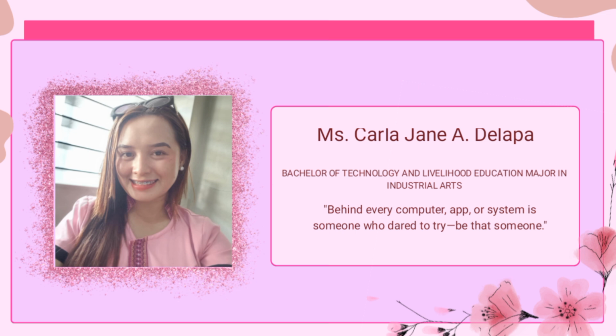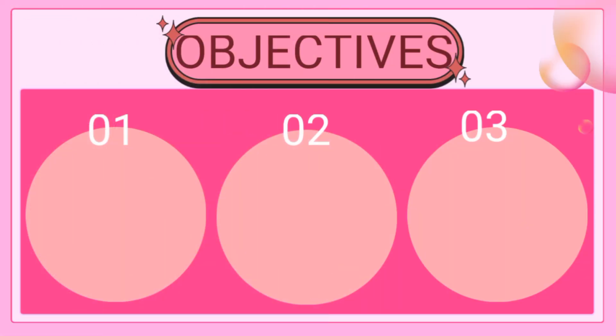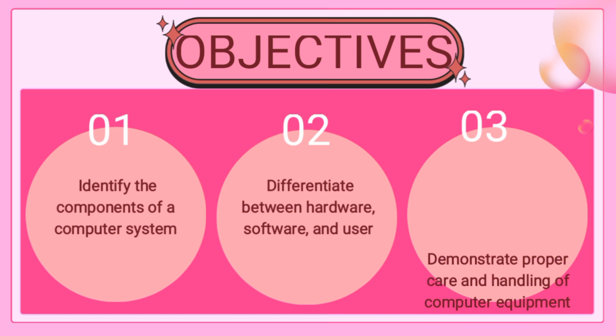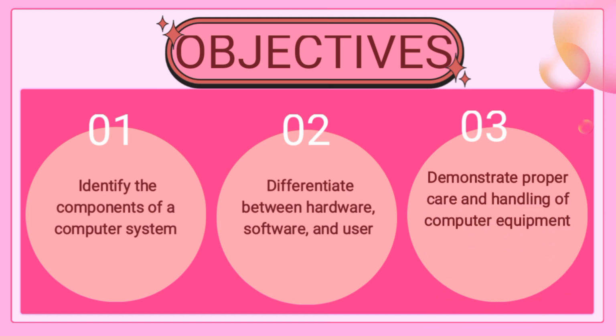First, let me introduce our objectives for this class discussion. The first is to identify the components of a computer system. Second is to differentiate between hardware, software, and user. And last but not the least is to demonstrate proper care and handling of computer equipment. Class, always remember that a computer system has three components: the hardware, the software, and the user.